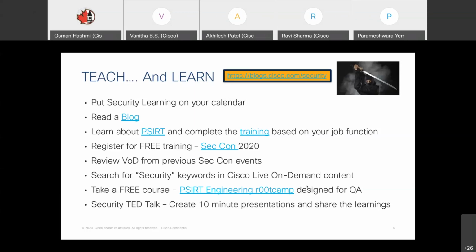It gives you 40 credits right away. So you can budget that time, and once you register, it's completely free and you can take your sweet time on it. Like there's no timelines for it to finish. You can start today and finish in a month. That's perfectly fine. And then lastly, Security TED Talk.